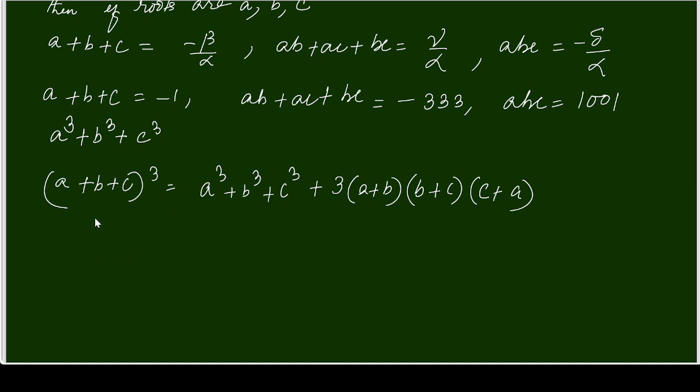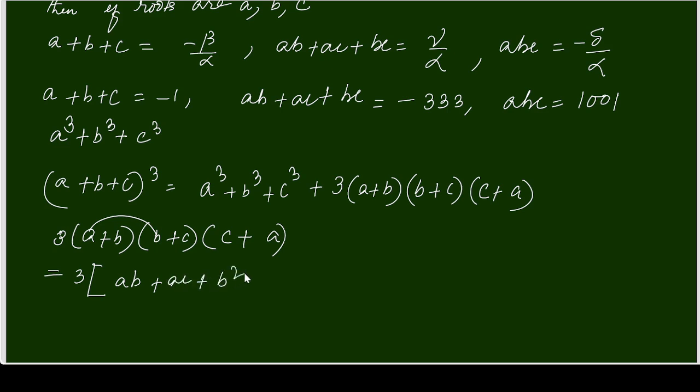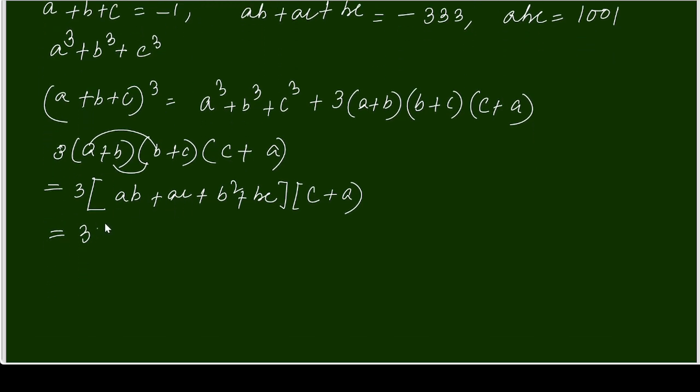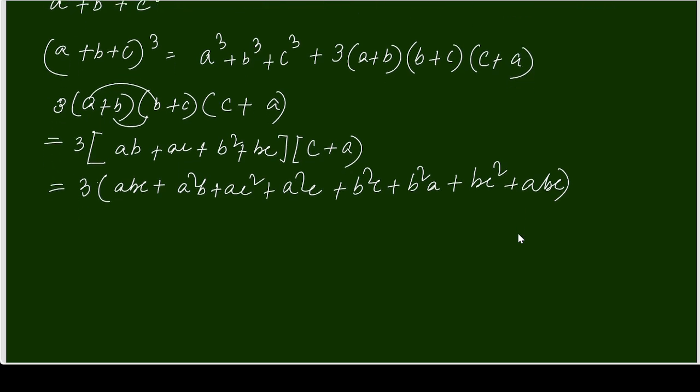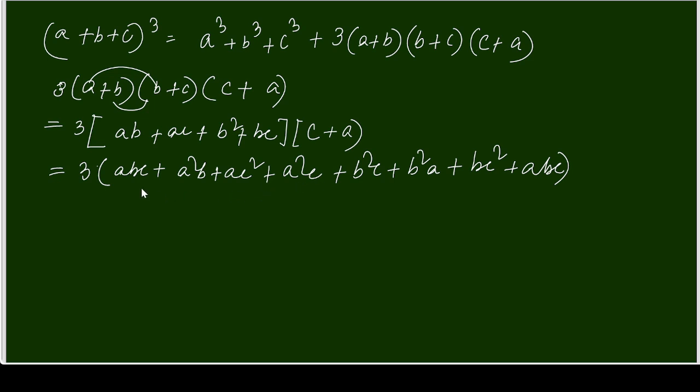So let's take, this can be written as, I am writing 3 times of A plus B, B plus C, C plus A, which is nothing but 3 times of, I am multiplying all this, AB plus AC plus B square plus BC multiplied by C plus A, then I am getting 3 times of ABC plus A square B plus AC square plus A square C plus B square C, B square A plus BC square plus ABC. So I am getting twice ABC.